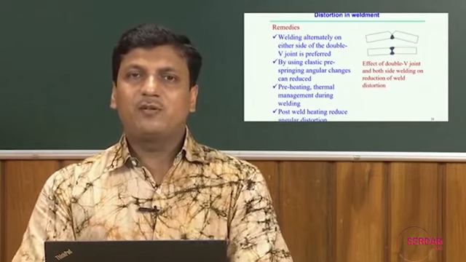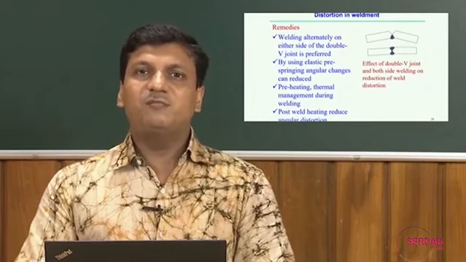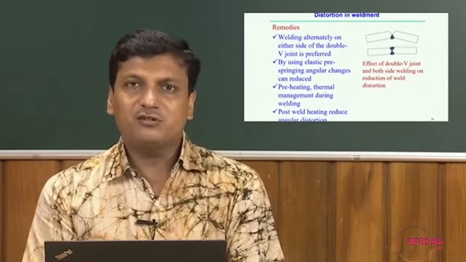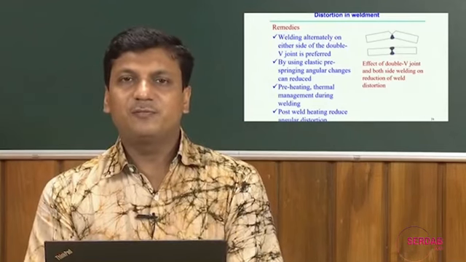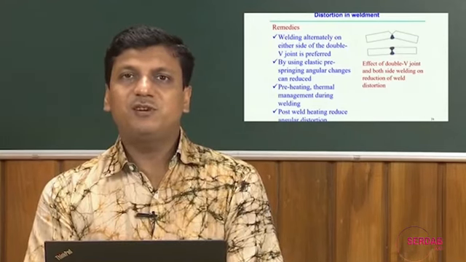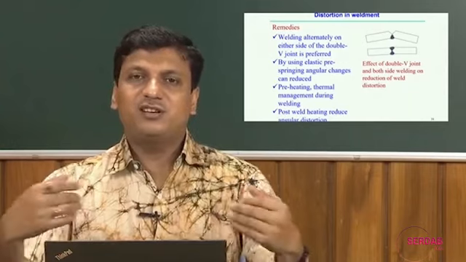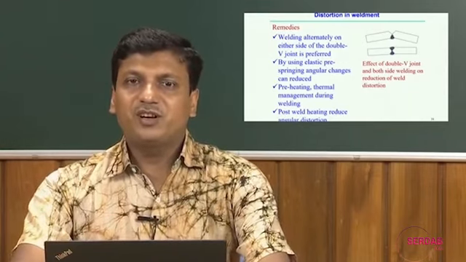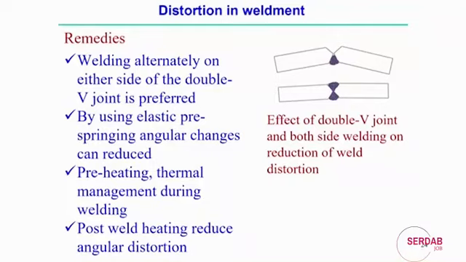Apart from that, preheating or post heating also helps to reduce the distortion level simply by changing the microstructure of the weld joint. So, these are the typical methods for reducing the distortion level in a welded structure.